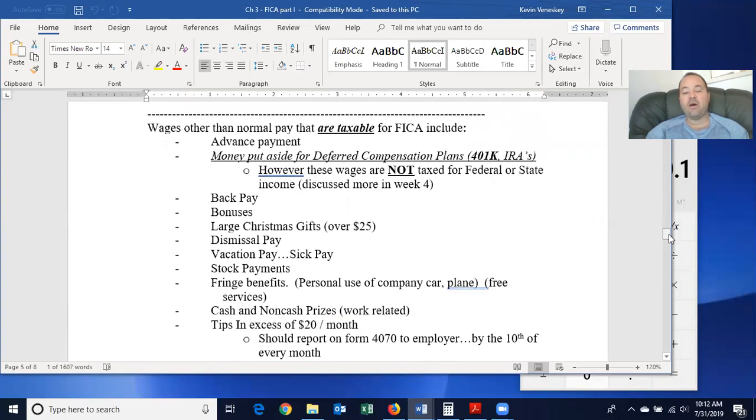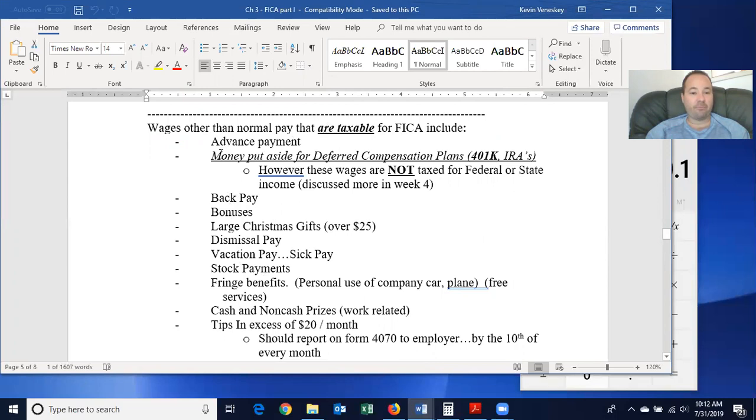And then you can see all the different types of wages. This is going to be pretty important that we know this section, and especially where I have highlighted down below. All the different things that are taxable for FICA, basically just think of anything that you get money-wise is taxable, except if it's especially excluded. It has to be excluded for it not to be taxable. But you can see some of the items that are definitely taxed.